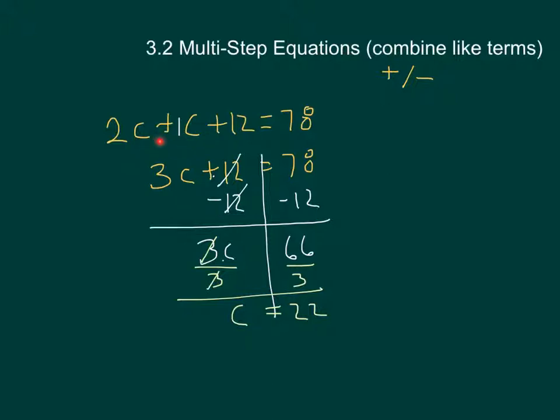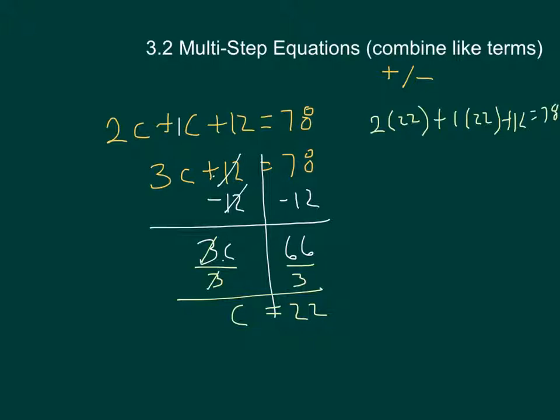So what I've ultimately done, now I've just basically got one extra step. I combine like terms, I get it down to a two-step equation. Undo addition, undo multiplication. And I could check my work. I could either plug in the 22 here, or a lot of students, I always just go back to my original. That's the safest way to do it. So if I plug that in, I get 2 times 22 plus 1 times 22 plus 12 equals 78.